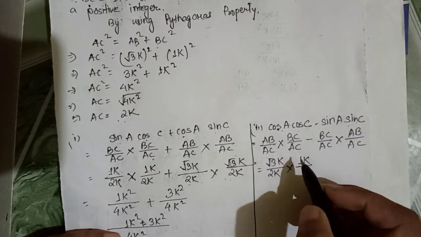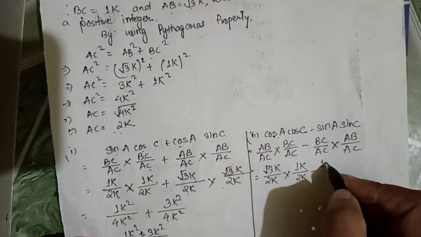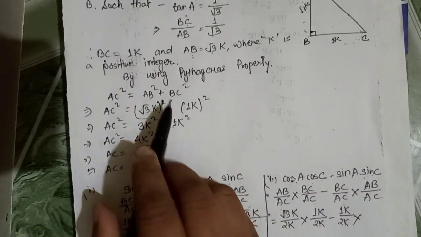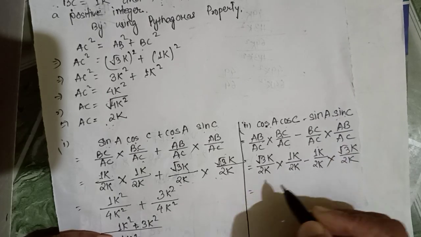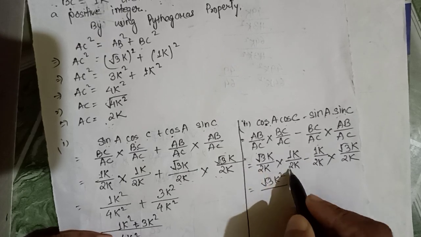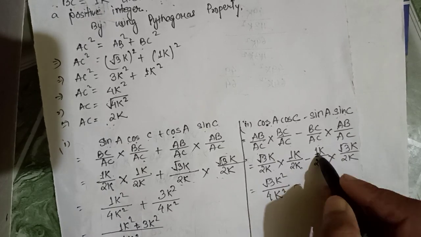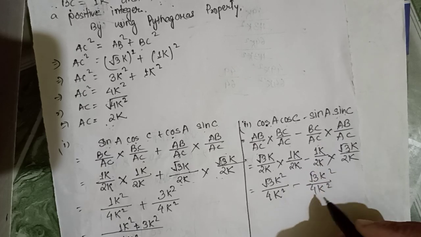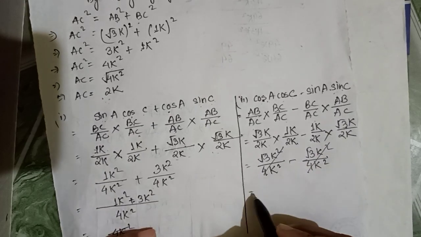Again we have here 2K minus BC, it is 1K. AC 2K into AB, we have again root 3K. AC is 2K. Now let us multiply root 3 into 1. It will be root 3, K into K, K square. 2 into 2, 4, K into K, K square. Minus, root 3 into 1, root 3, K into K, K square. 2 into 2, 4, K into K, K square. So plus root 3 K square minus root 3 K square by 4. If you cancel, we will get 0.